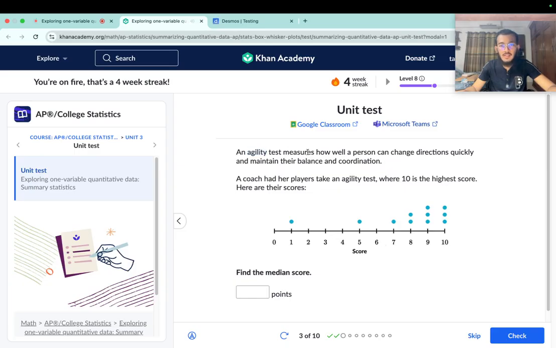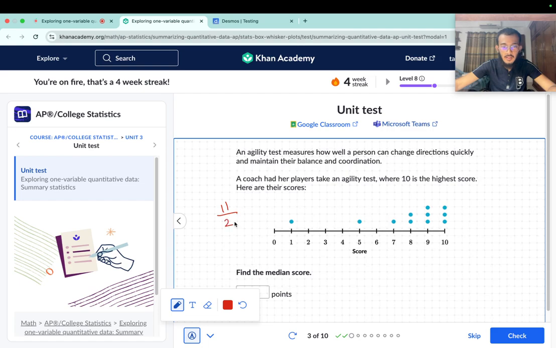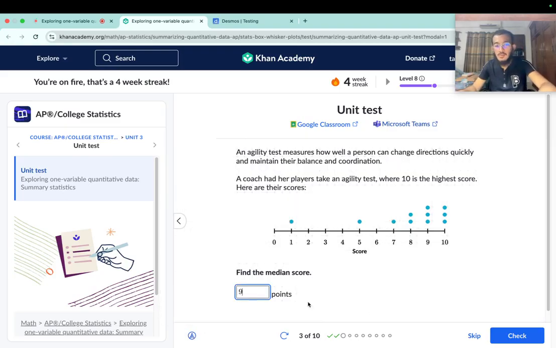An agility test measures how well a person can change directions quickly and maintain their balance and coordination. A coach had their players take an agility test where 10 is the highest score, and here are the scores. Find the median score. So, how many scores do we have? 1, 2, 3, 4, 5, 6, 7, 8, 9, 10, 11. We have 11 scores, and the median is the middle value. So 11 plus 1 is 12, divided by 2, so the sixth data is our median. First, second, third, fourth, fifth, sixth, which is 9. So the median is 9 points.